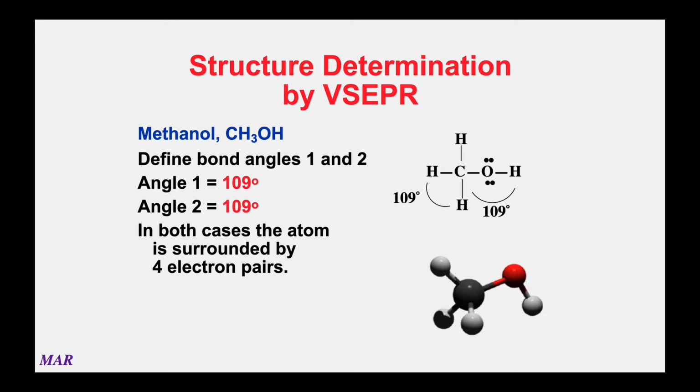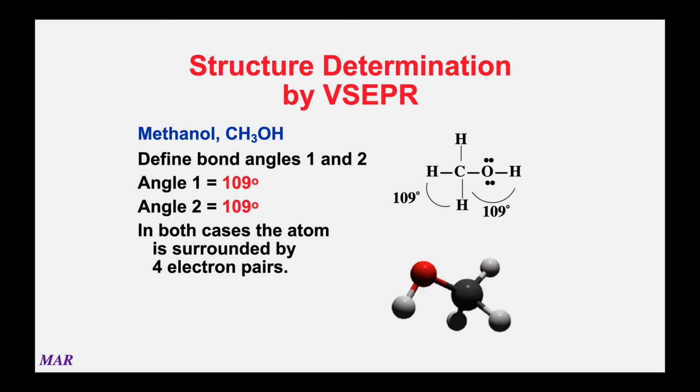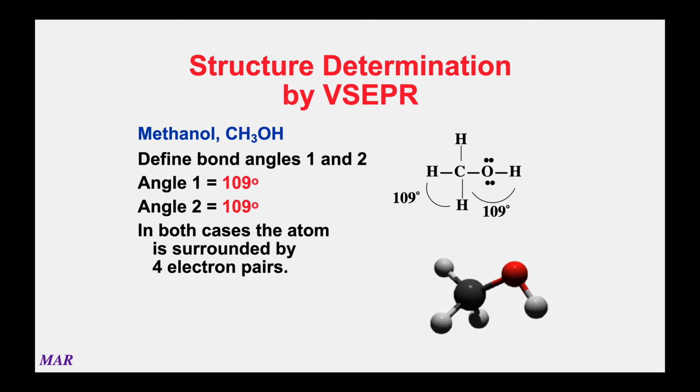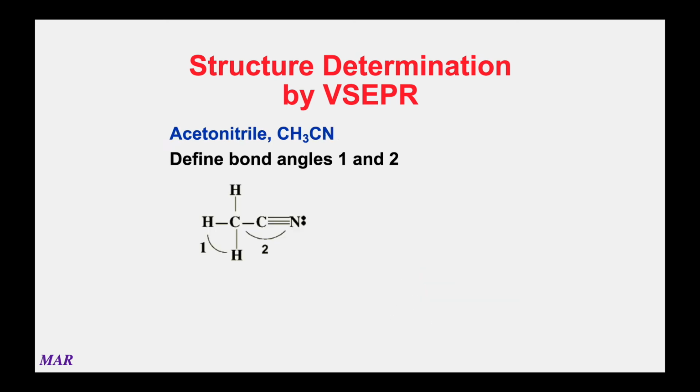But we can figure that out through the Lewis structure. And both the carbon and the oxygen had 4 clouds, 4 pairs of electrons around it. Carbon was 4 bonding pairs. Oxygen was 2 bonding pairs and 2 lone pairs. It is all the same. They are both tetrahedral. Acetonitrile is CH3CN.